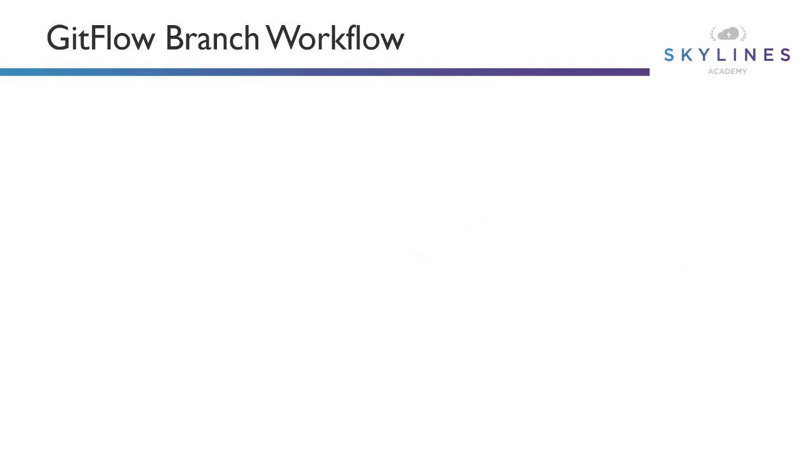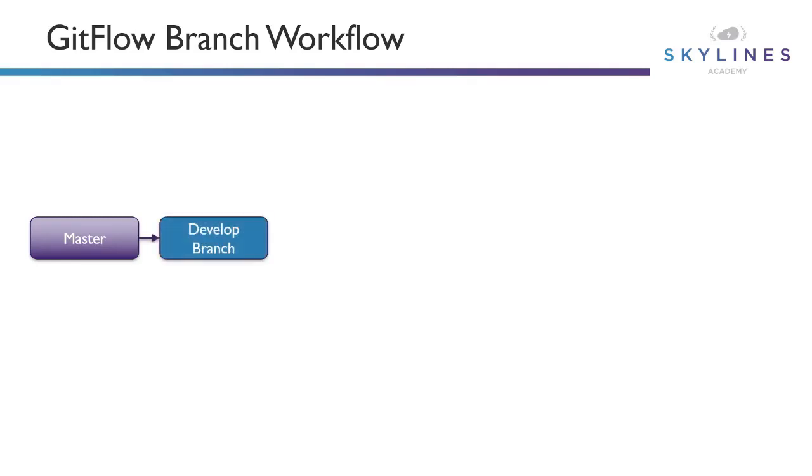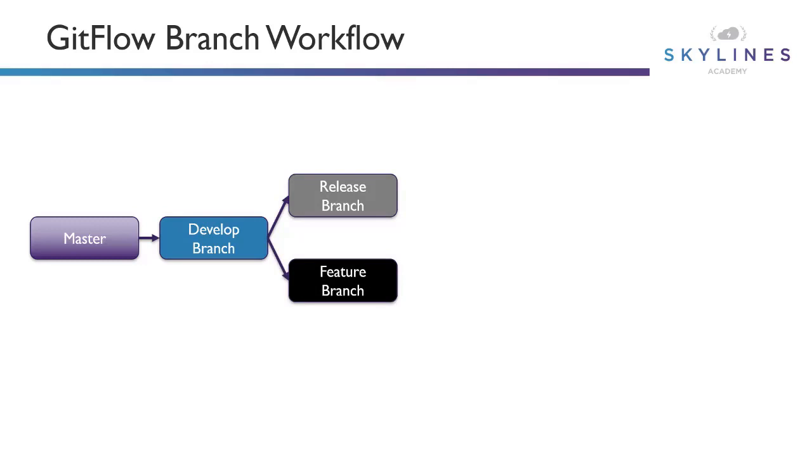The Git flow workflow is great for a release-based software workflow. Git flow offers a dedicated channel for hotfixes to production. You start with a master branch. A develop branch is created from master. A release branch is created from develop. Feature branches are also created from develop.